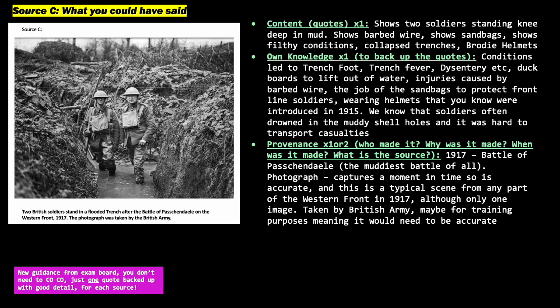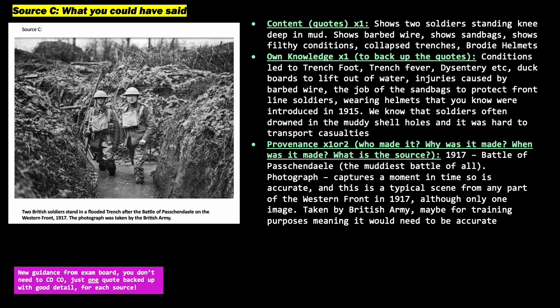So it's a photograph. Some of you have said it's a photograph, therefore it's useful. That's not helpful. It's useful because it captures an absolute moment in time. That is accurate. That is what the camera saw. And again, like before, although it is only one photograph, it's very, very typical. It's a typical scene from anywhere on the Western Front in 1917, especially during the Battle of Passchendaele. Whatever photograph you see, you will generally see a similar scene as this, therefore making it even more useful.